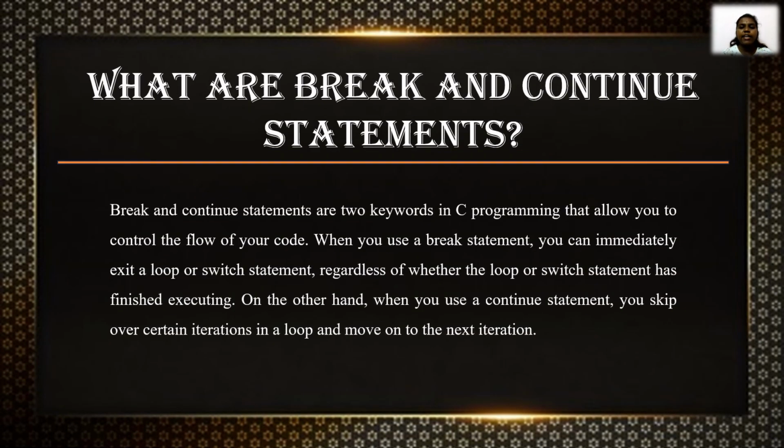What are the break and continue statements? Break and continue statements are two keywords in C programming that allow you to control the flow of your code. When you use a break statement, you can immediately exit a loop or switch statement, regardless of whether the loop or switch statement has finished executing. On the other hand, when you use a continue statement, you skip over certain iterations in a loop and move on to the next iteration.